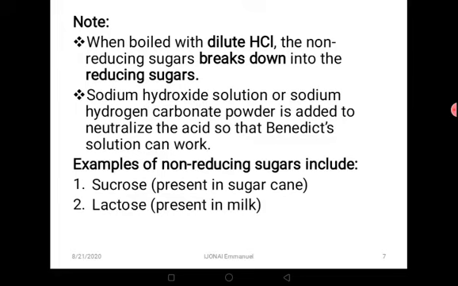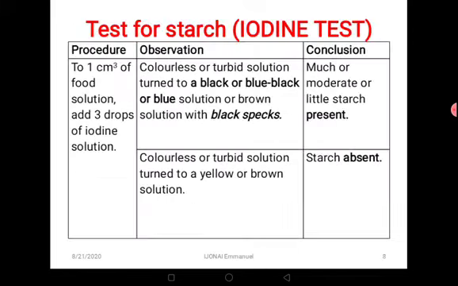So examples of the non-reducing sugars we are talking about are sucrose, which is found usually in sugarcane, in cane sugar, the table sugar at home, and then lactose, which is found in milk, and also other non-reducing sugars. Those are the major ones.